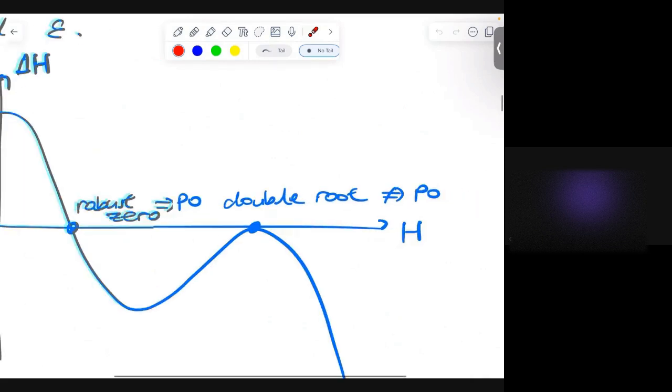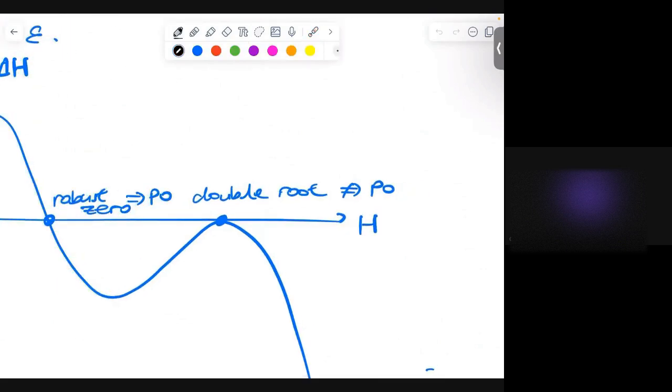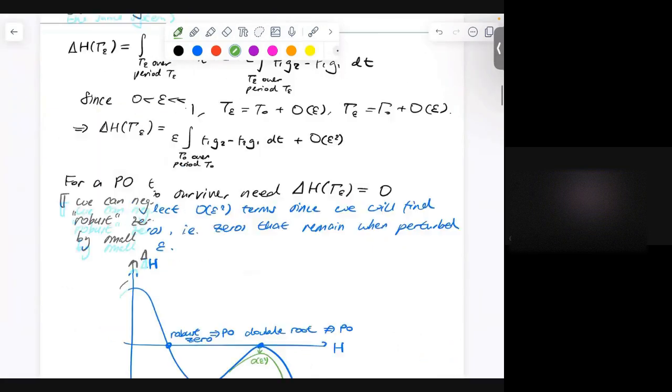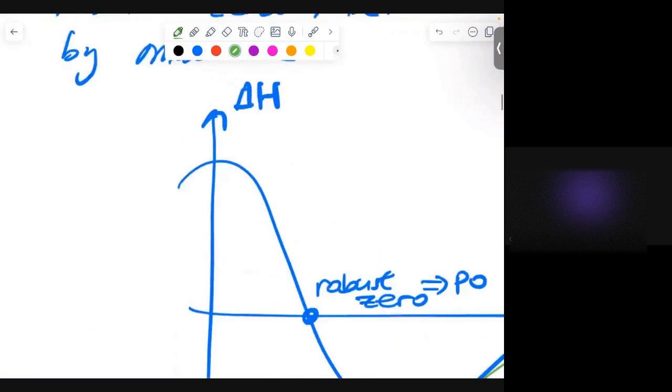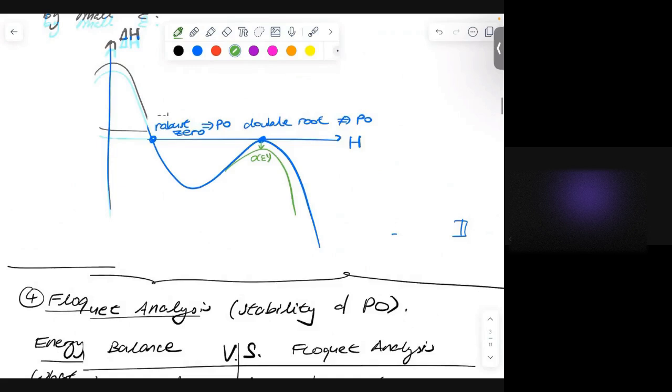Whereas if we had something like a double root, this does not necessarily imply that there is a PO because it's an approximation. So for example, being off by order of epsilon squared could mean that this actually looks like this, which would mean there is no PO, right? So there might not be a PO there, but there is definitely a PO here. So this is the type of zero we're looking for, a robust zero. Or you could call it a simple zero as well.